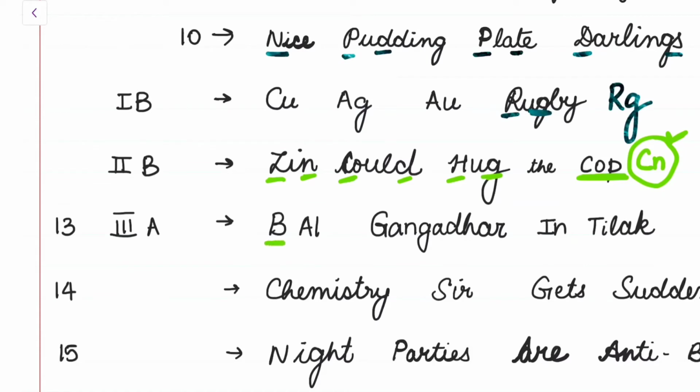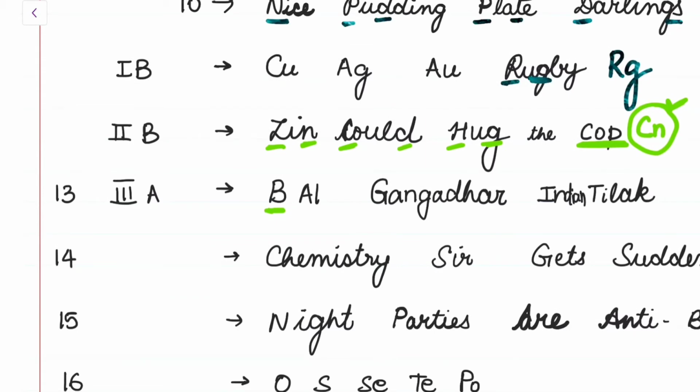So B for boron. The trick is Bal Gangadhar Indian Tilak. So this is basically Indian. Alright. So Bal Gangadhar Indian Tilak. So we know he's a very famous freedom fighter. So boron, aluminium, gallium, indium, and thallium.